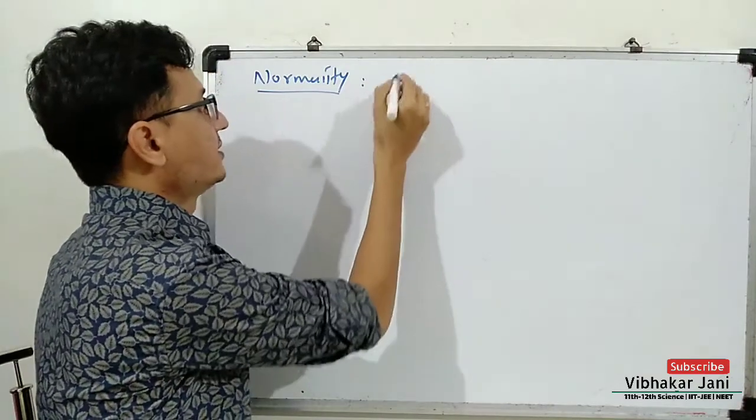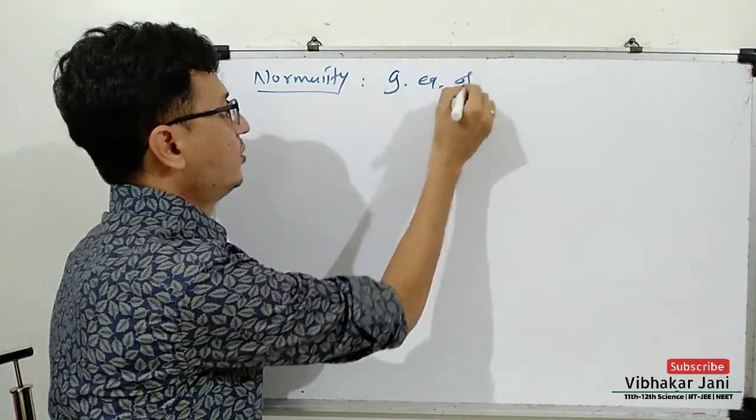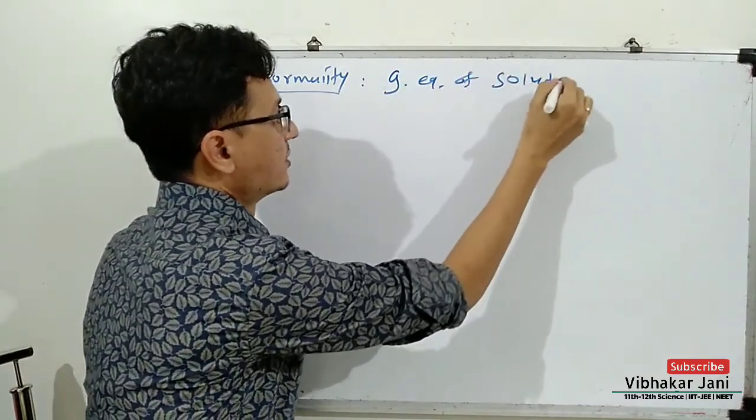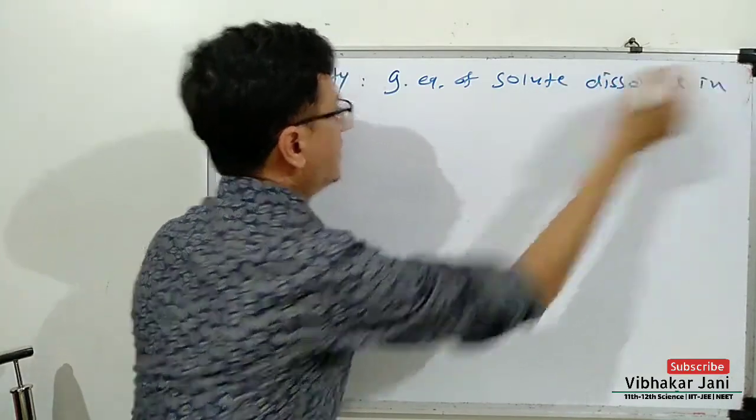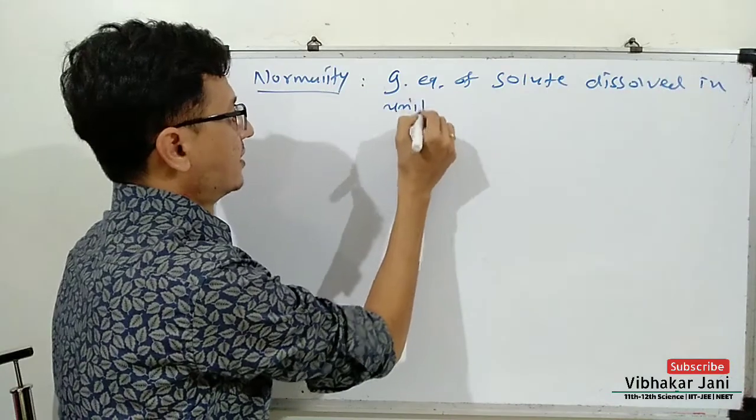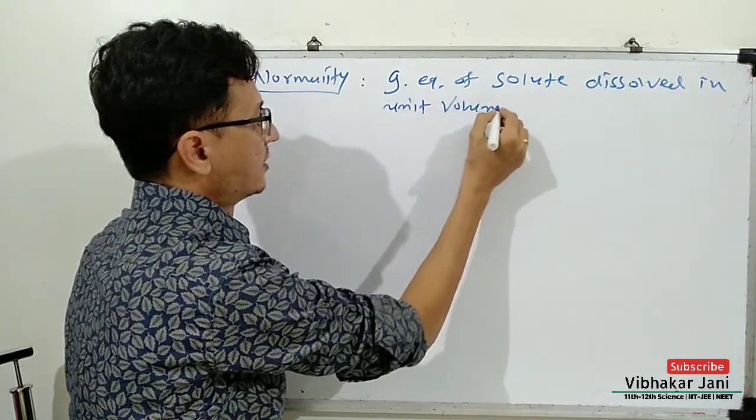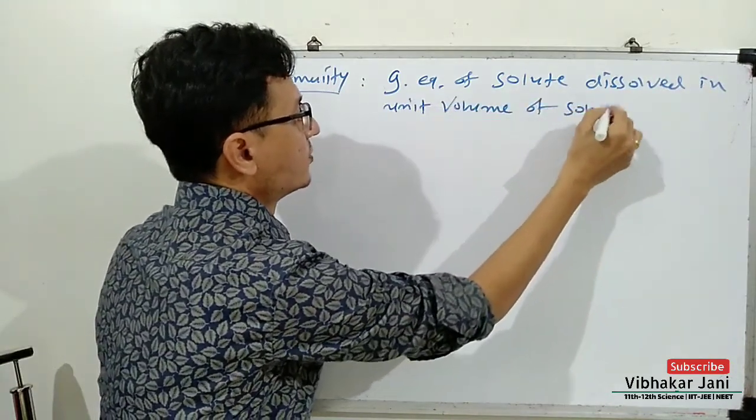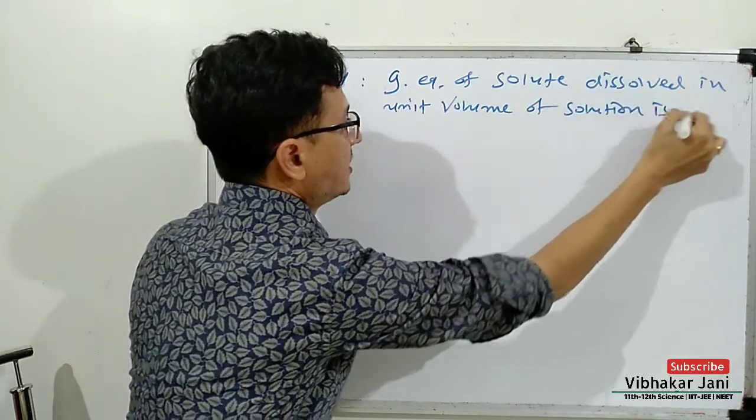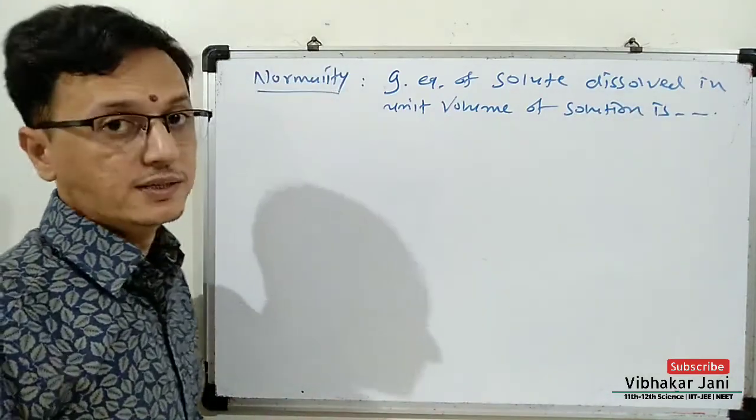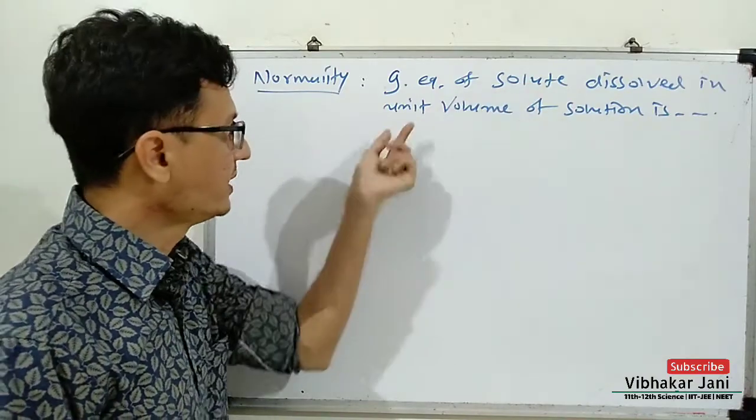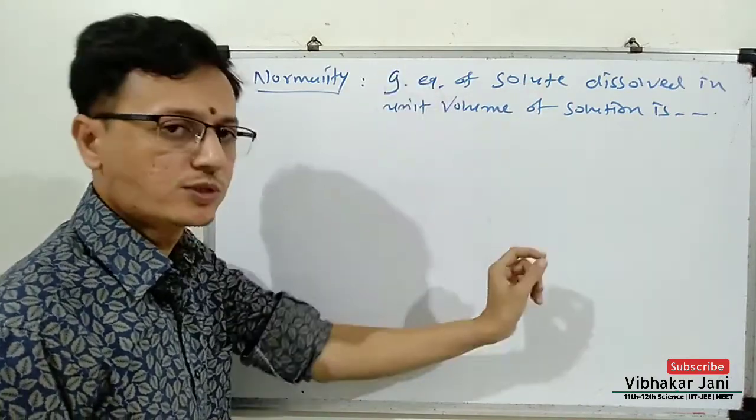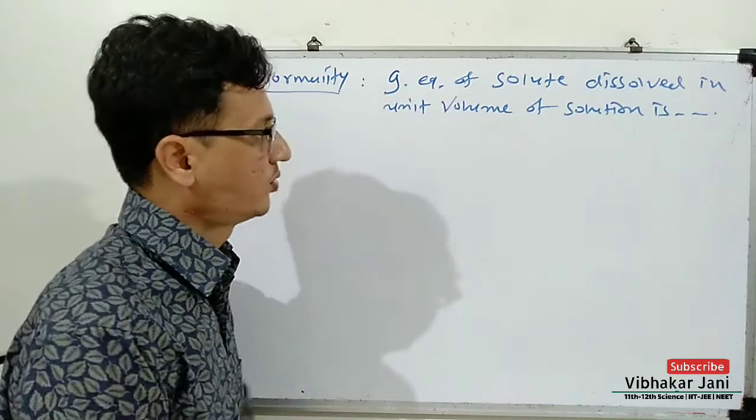Gram equivalent of solute dissolved in unit volume of solution is called normality.